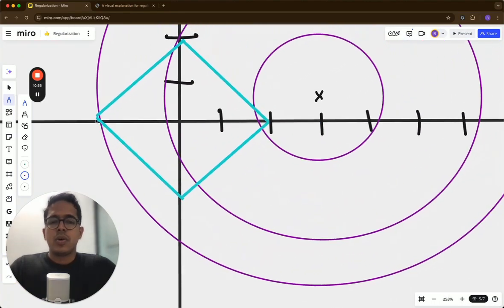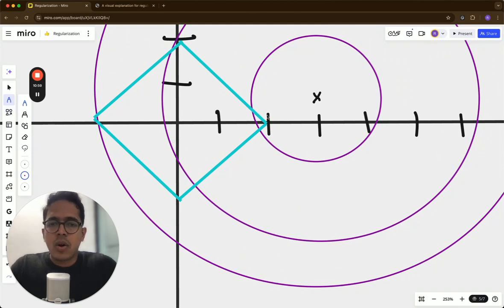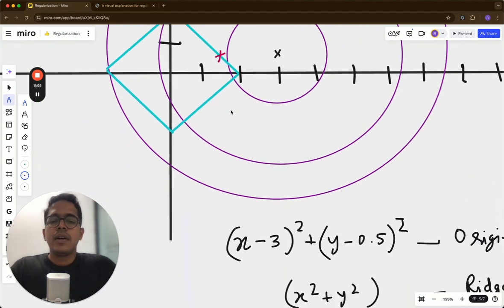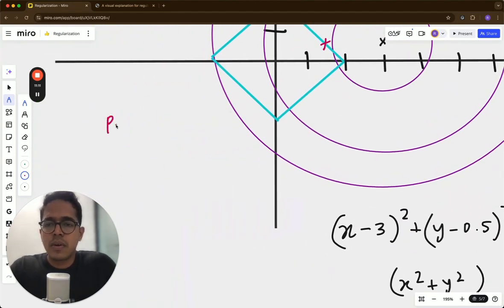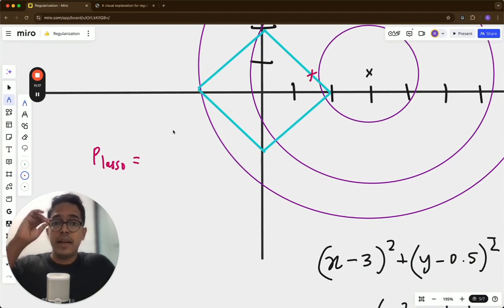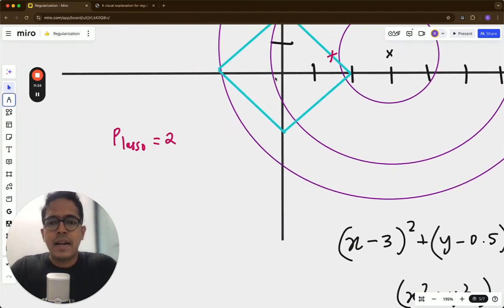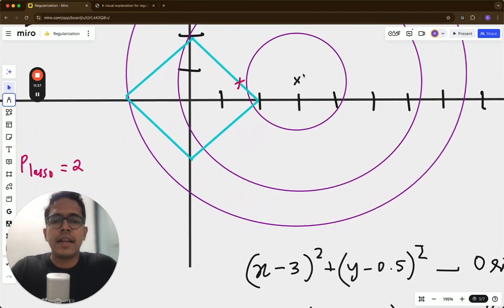Okay. So now let me draw a point which looks like this. On this point, your penalty due to the lasso, P lasso, is equal to how much? It is equal to modulus of x plus modulus of y, and that is equal to 2. So for any xy pair along this blue diamond shape, modulus of x plus modulus of y is 2. So the penalty term due to lasso will be 2. That is not going to change, which means the total penalty will be 2 plus whatever is the penalty due to the original loss term.